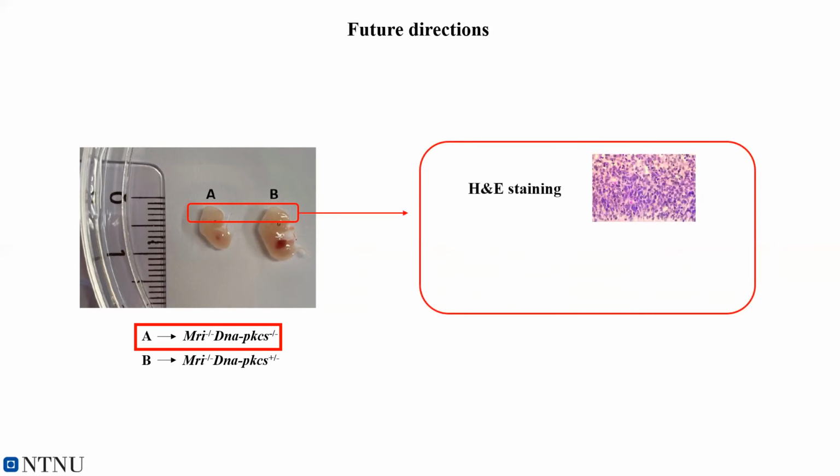So hematoxylin and eosin staining can be used to screen the apoptotic and necrotic bodies in the brain tissue, in addition to T-FISH assay to see the level of genomic instability.